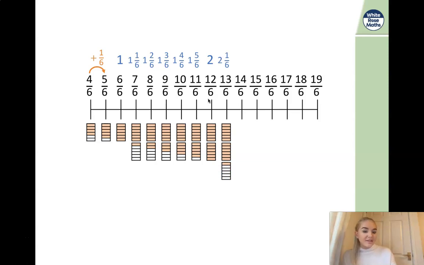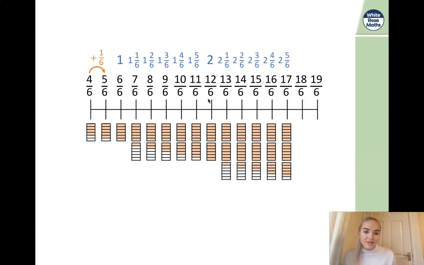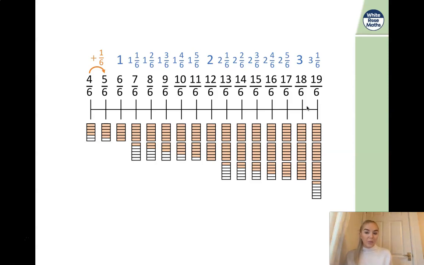And then 13/6 would be 2 wholes and 1/6, all the way up to 18/6. Now I've stopped at 18/6 because what would 18/6 be? That's right, 18/6 would be 3 wholes, which is 3, and 19/6 would be 3 wholes and 1/6. So we have just shown there how we can count in fractions by adding 1/6 each time, but how we can also convert them into our mixed fractions too.